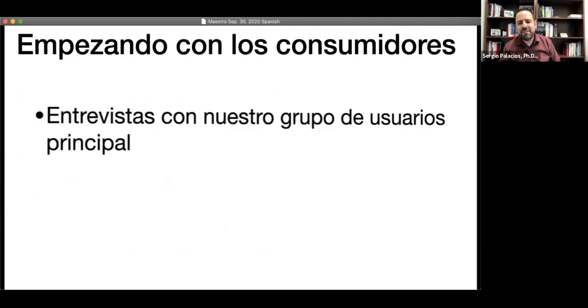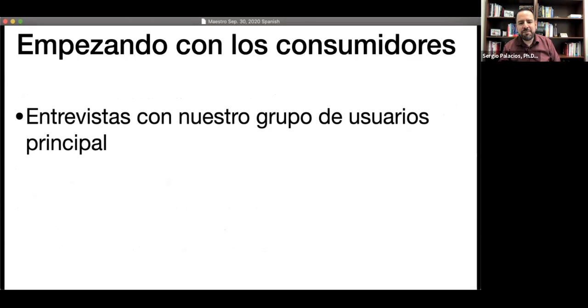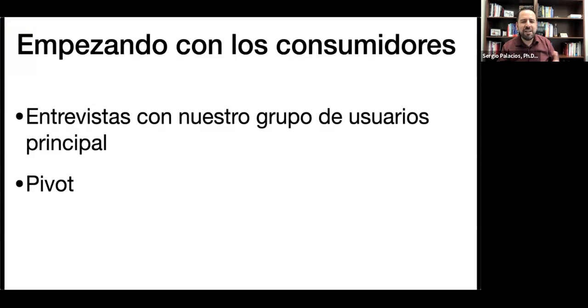Entonces, hay que entrevistar a nuestro grupo de usuarios principal que nosotros pensamos, y hacerlo de una forma como si estuviéramos platicando, como yo estoy platicando ahorita, no muchísimas preguntas de sí o no, cuánto del 1 al 5, sino entender qué es lo que está pasando en su vida, entender también, por ejemplo, qué hacen en un día típico.